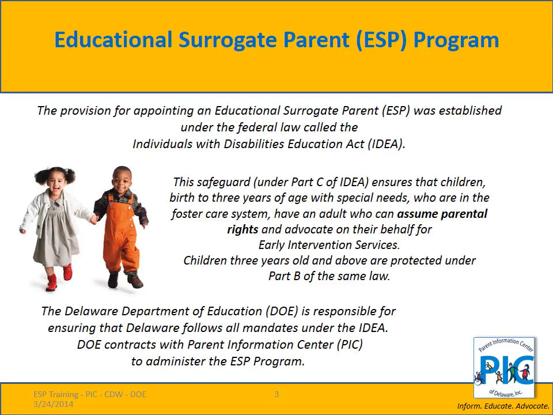Part C of this federal law describes how children who are from birth to 3 years of age and who have special needs and are in the foster care system are entitled to have an adult who can assume parental rights and advocate on their behalf for early intervention services. The IDEA also protects children over the age of 3 through Part B of the same law.